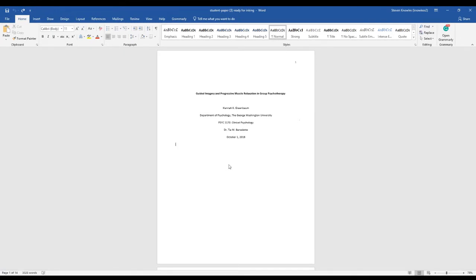APA has very strict rules for the look of a paper. Follow these rules exactly to give your paper a professional look and give the right first impression to your reader.